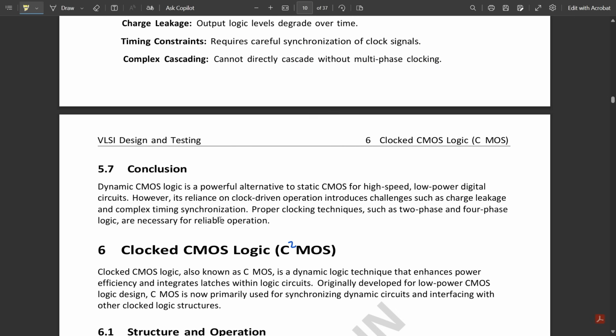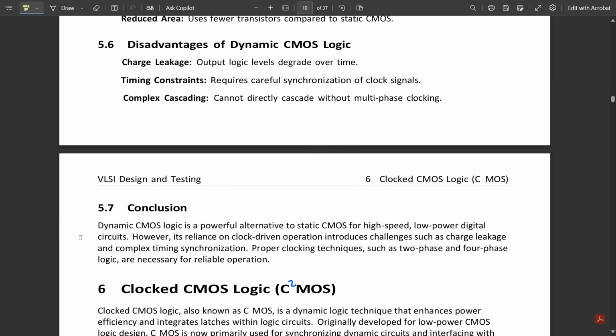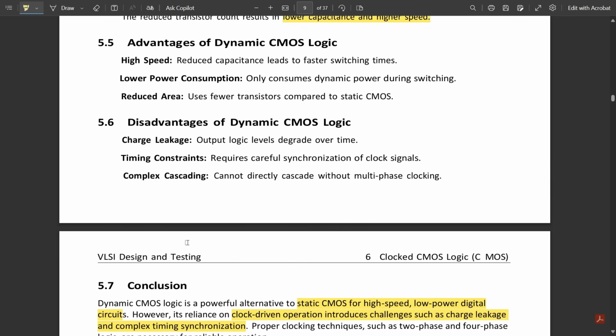Okay, so this is the conclusion here. It is a powerful alternative to static CMOS for high speed, low power digital circuits. However, its reliance on clock driven operation introduces challenges such as charge leakage and complex timing synchronization. Okay, so these are the factors which you need to know under dynamic CMOS. Okay, so this was all about the complete dynamic CMOS logic.